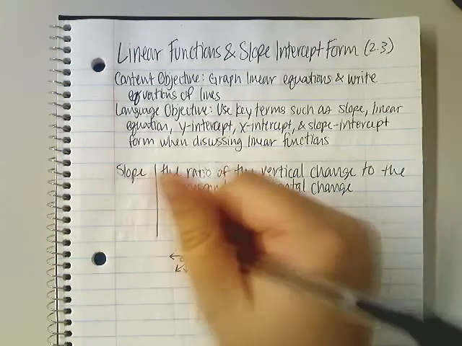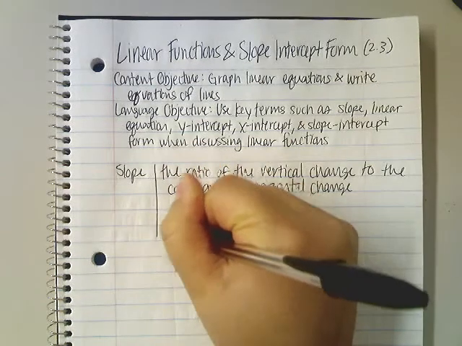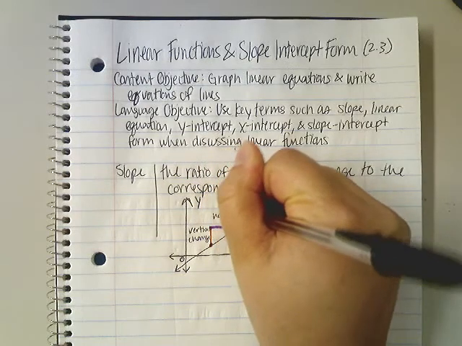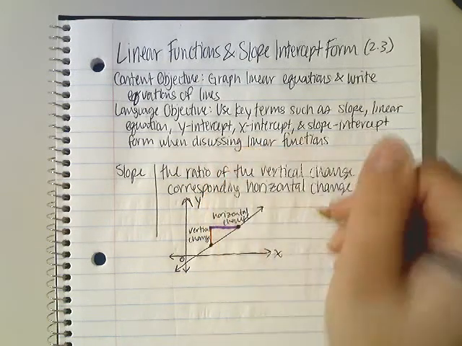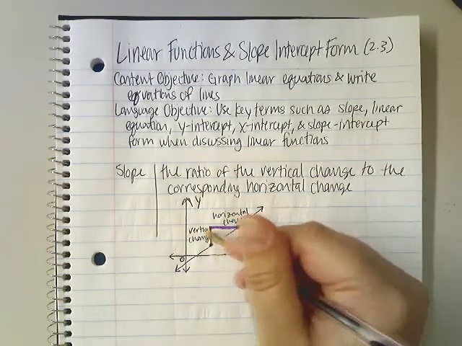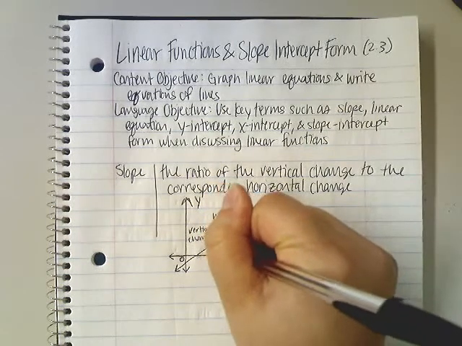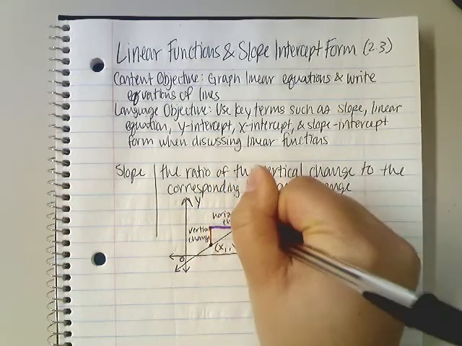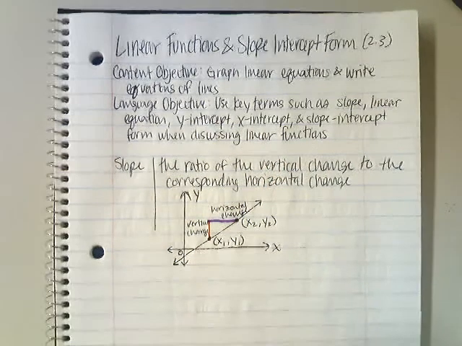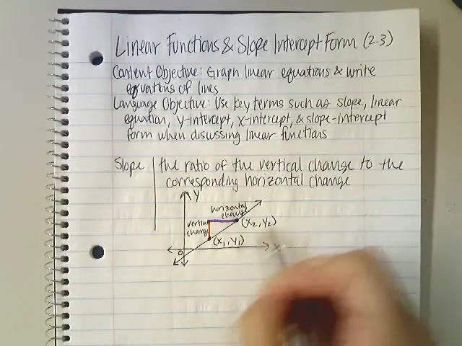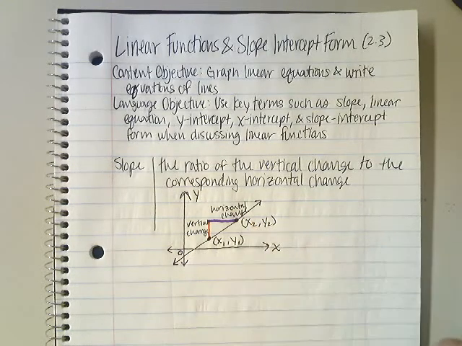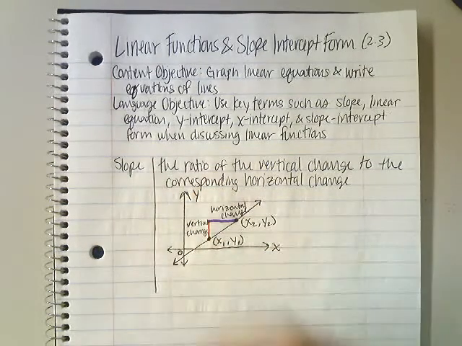So we'll label these. This is our vertical change, and this is our horizontal change. And our slope is going to be this vertical change over that horizontal change, or the rise over run. Or if I label these points x1, y1, and x2, y2, in coordinate point form, it would be the change in y, so y2 minus y1, over the change in x's, so x2 minus x1. So that's going to be the next part of the definition that I write down.